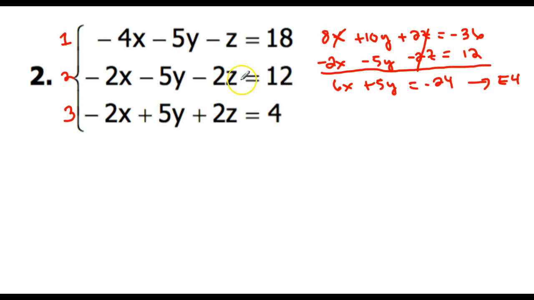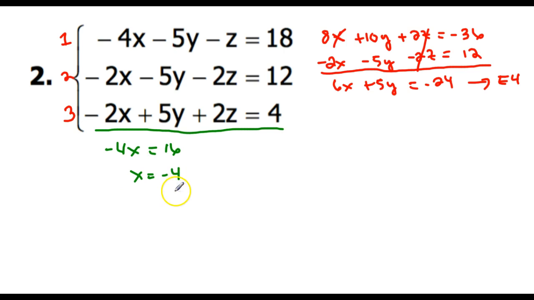For equation 2 and equation 3, we want to eliminate the z's. Not a big deal there. Notice they're already opposites there. I can just add them right there. So negative 2x minus 2x gives me negative 4x. Negative 5y plus 5y. Hey, the y's cancel out there. That makes life a little bit easier. So do the z's. And we get negative 4x is equal to 16. This one works out to be a little bit easier. I didn't see that off the bat. If you divide both sides by negative 4, you get x equals negative 4.